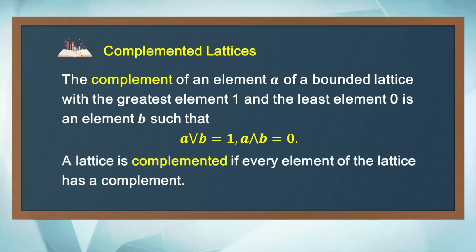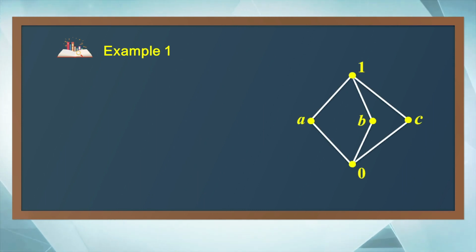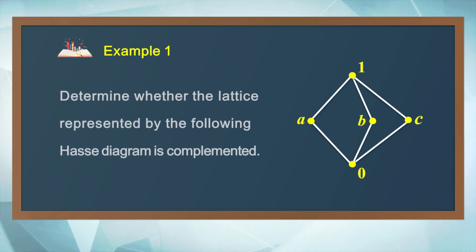A lattice is complemented if every element of the lattice has a complement. Let's do an example. Example 1. The universal set is the set with the 5 elements A, B, C, 0, and 1. Determine whether the lattice represented by the following Hesse diagram is complemented.